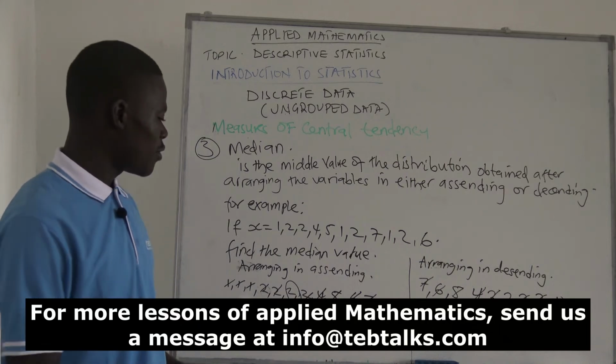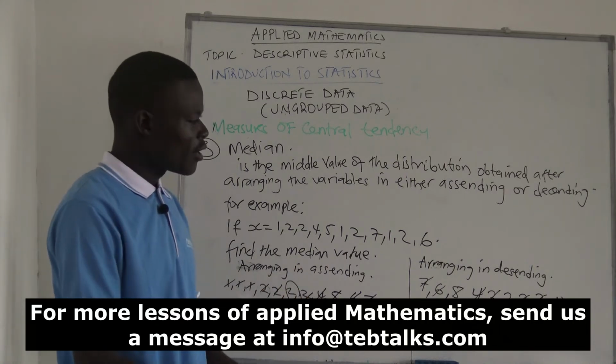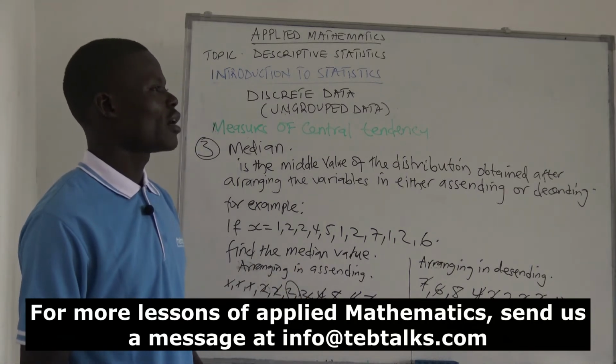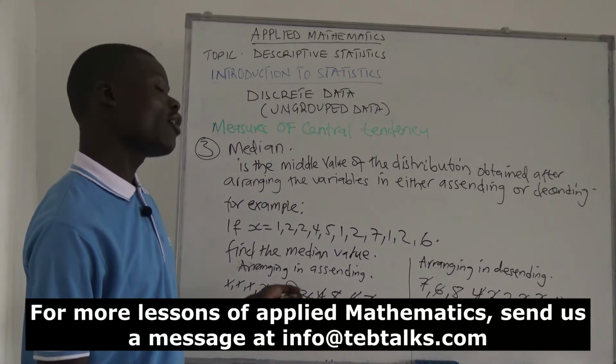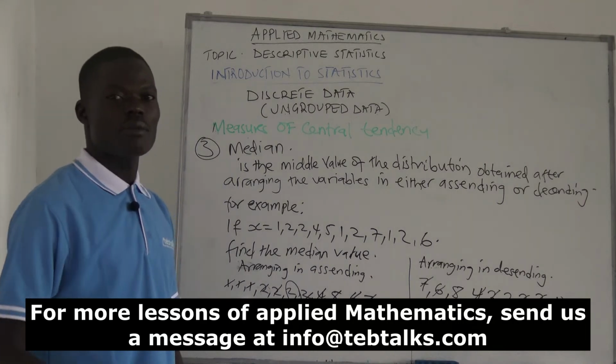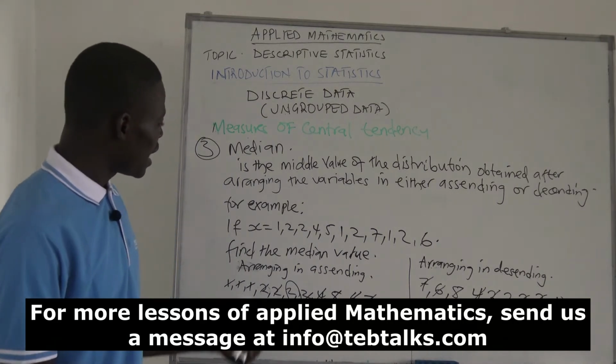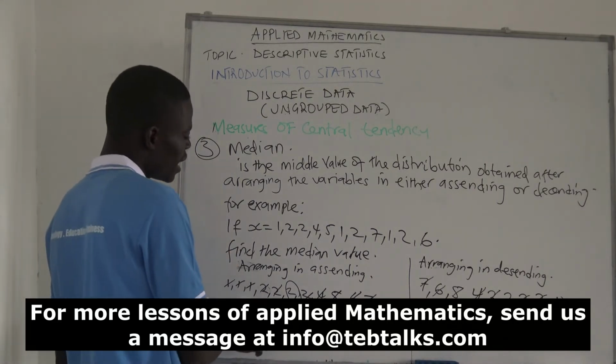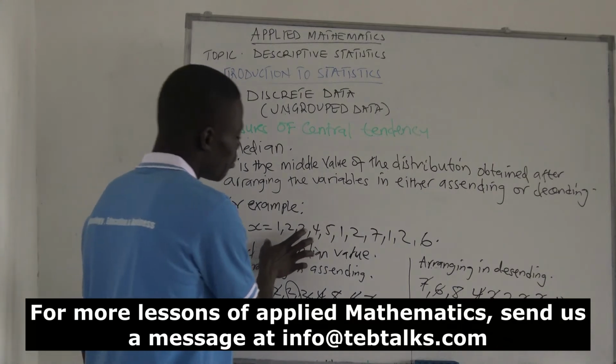And in cases where you get different medians for the same values but arranged differently, then you have made some mistake in your arrangement. So that's how we calculate the median, given that you have variables.